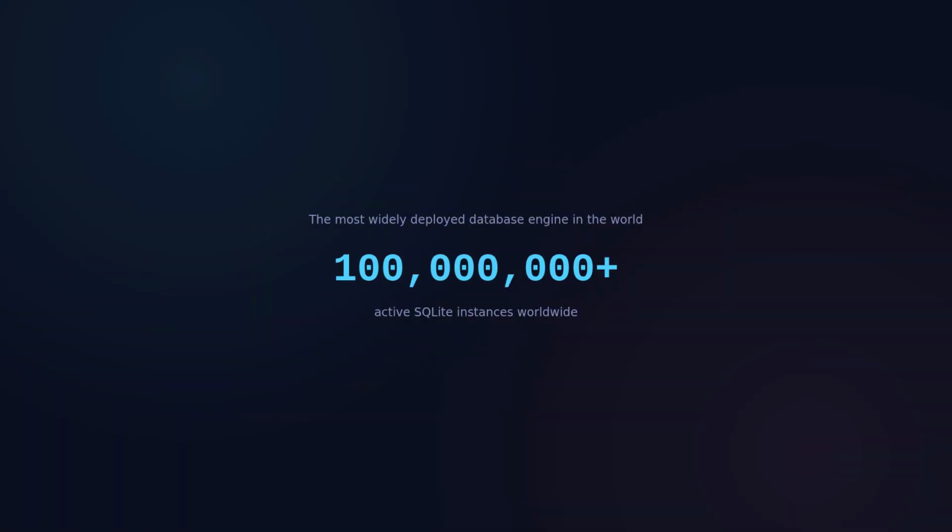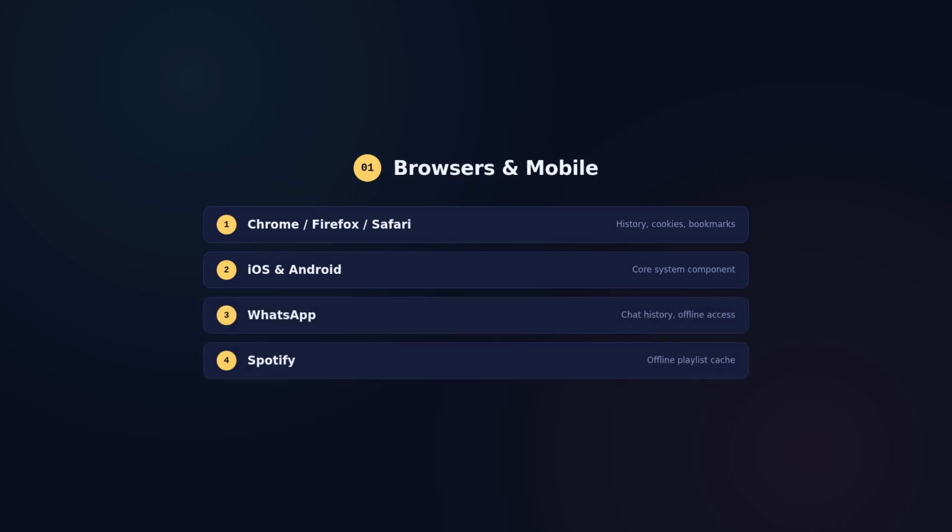Here's the part that actually surprises people. Because SQLite is built directly into operating systems and software libraries, it's estimated to be the most widely deployed database engine in the world, with billions of active instances running right now. It's in the browser you're using right now, Chrome, Firefox, and Safari all use SQLite to store history, cookies, and bookmarks.